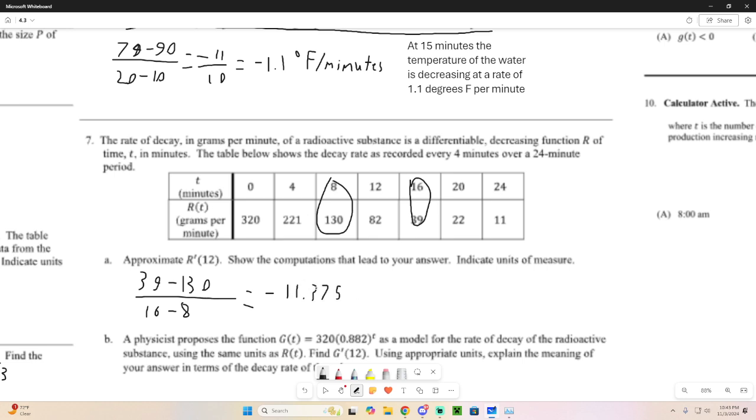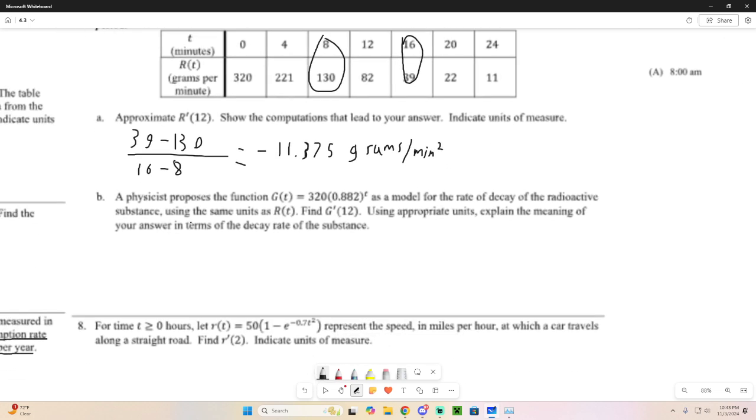11.375. I hope that's right. And now our units is our dependent per our independent. So grams per minute, or we can rewrite that as grams per minute squared. So both of those are the same thing. It's squared because we're taking the rate of a rate of change.